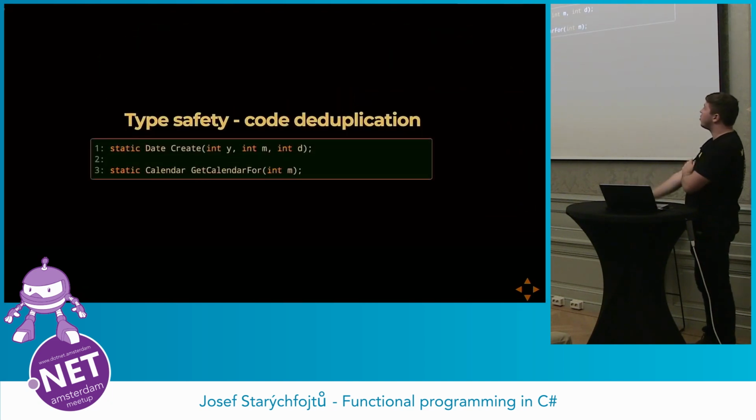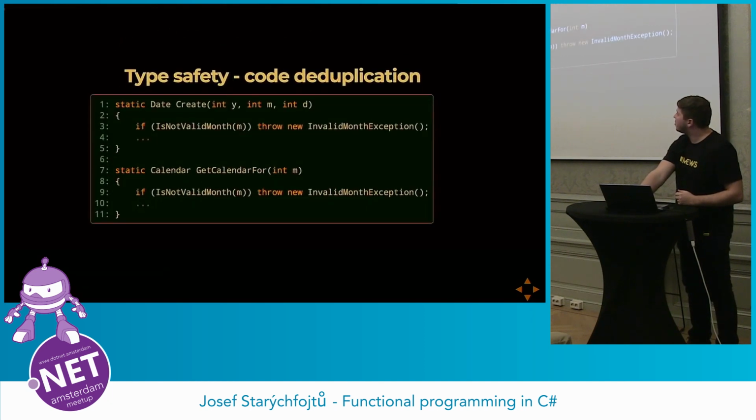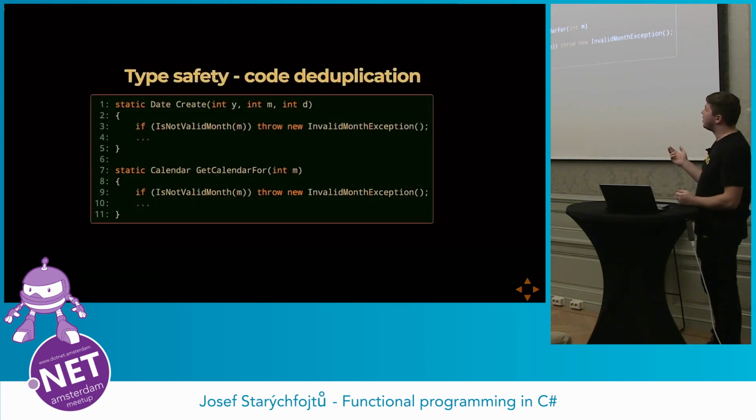Another thing about type safety is code deduplication. So let's say you have these 2 functions. One creates a date from 3 integers. The other one returns a calendar for a given month. So the proper implementation of both of these functions should be like this, that you check if the input is valid and you throw an exception if it's not. But this makes the code basically duplicate.